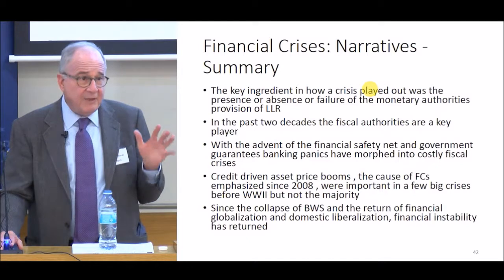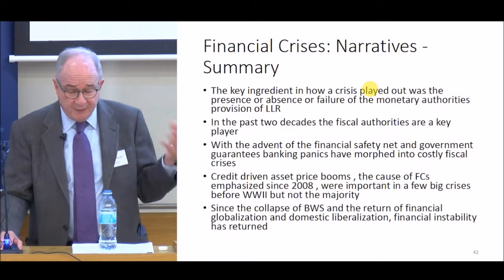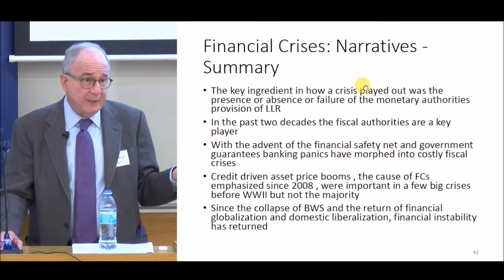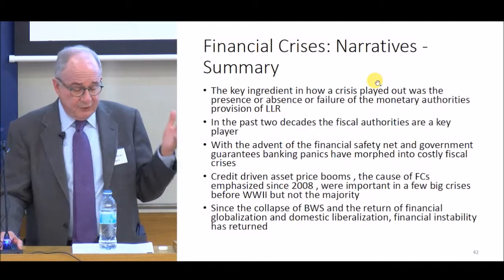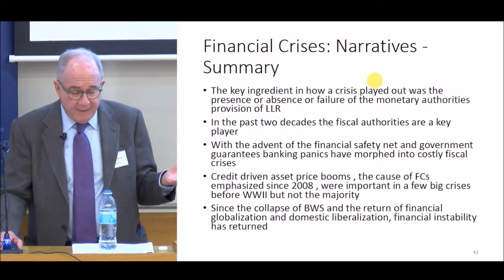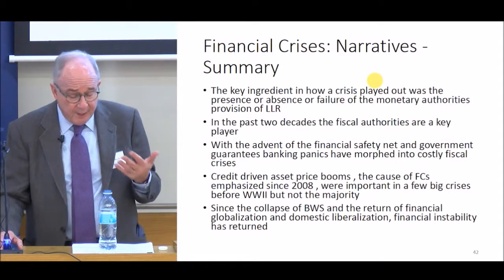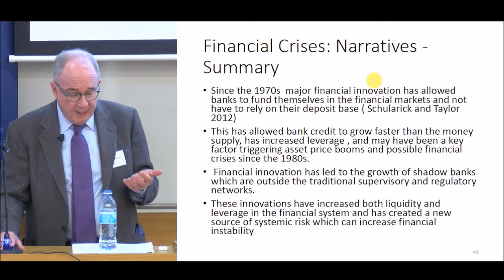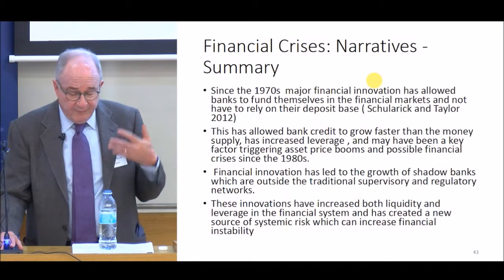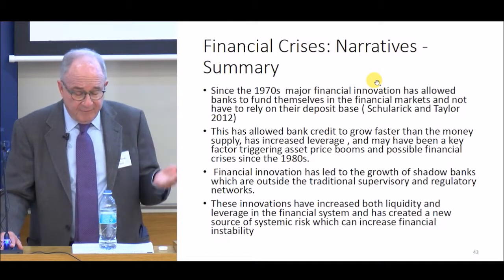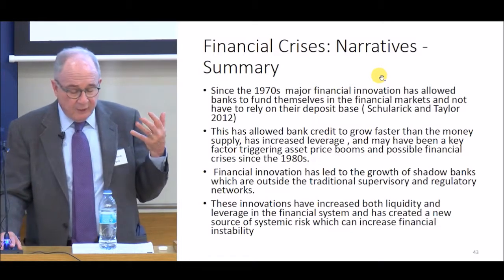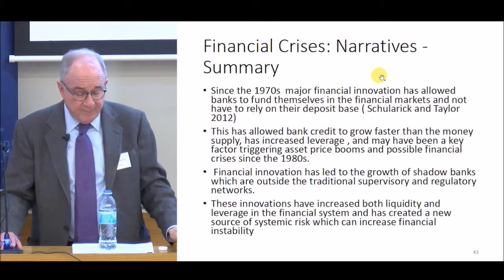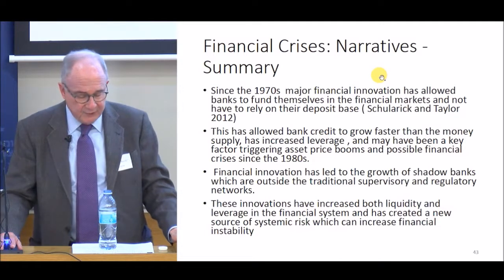And the key things that come out: early in the period, you didn't have a lender of last resort. In later periods, it's fiscal resolutions, and then the story of too big to fail, and then the credit-driven asset price booms, which become important in the post-1970 period. And I talk a little about financial innovation, and how these innovations that occurred in the post-1970 period increased liquidity and leverage in the financial system, and that's created a new source of systemic risk.